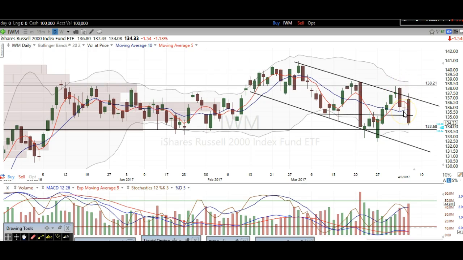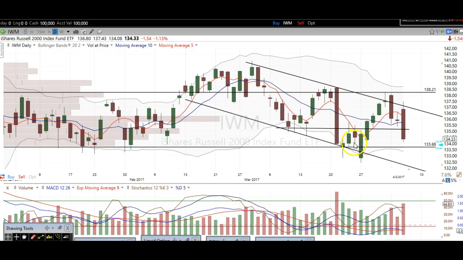And we didn't have any kind of a bottoming candle just yet. So you can see right here we had a little hammer here and a nice green confirmation candle the next day, and then another nice bounce candle right here. So far we haven't gotten that just yet. So I think it's definitely looking like the higher probability situation is going to be some lower lows here for IWM.